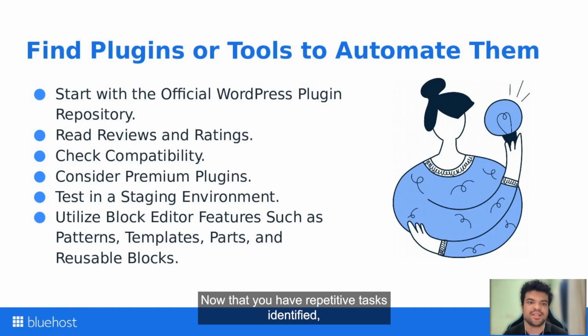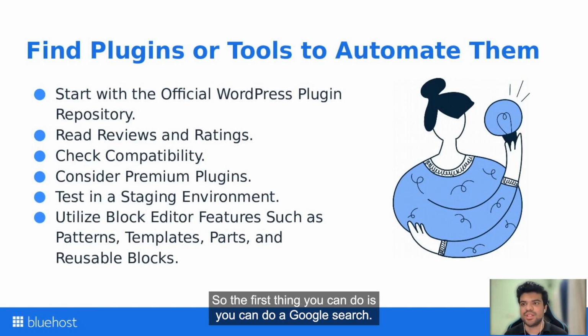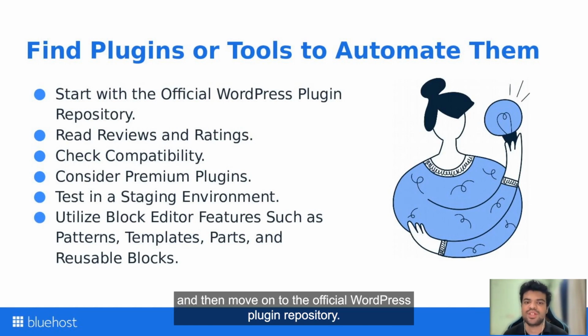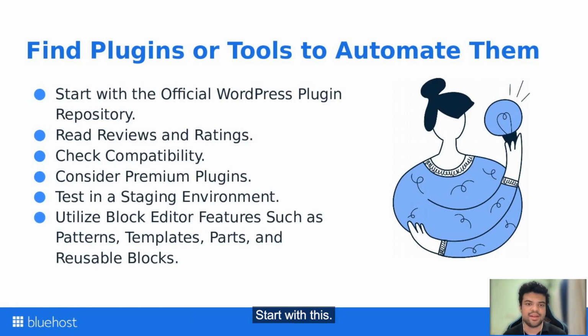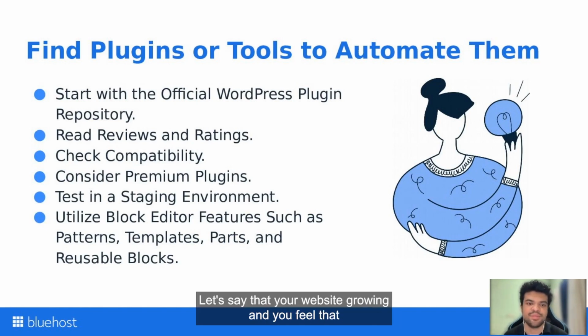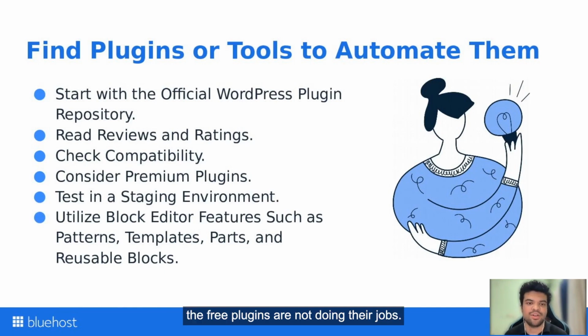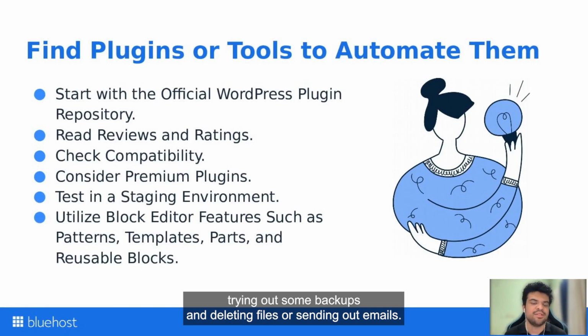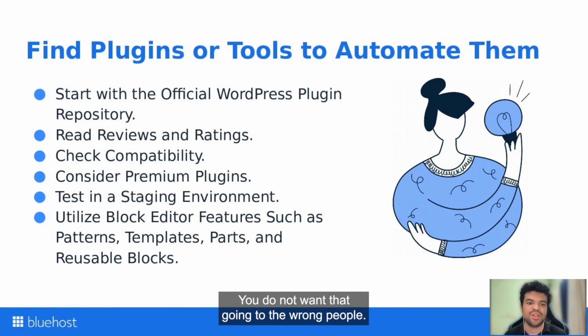Now that you have the repetitive tasks identified, you can use plugins or tools to automate them. The first thing you can do is a Google search maybe, or an AI search. Describe your repetitive tasks to the search engine, and then move on to the official WordPress plugin repository. Start there, read the reviews, check the compatibility with your site. Maybe consider premium plugins. Let's say that your website is growing and you feel that the free plugins are not doing their jobs. Consider premium plugins. Always test in a staging environment. Never try out automation on a site that's live. You never know what's going to happen, especially if you're trying out some backups and deleting files or sending out emails. You do not want that going to the wrong people.